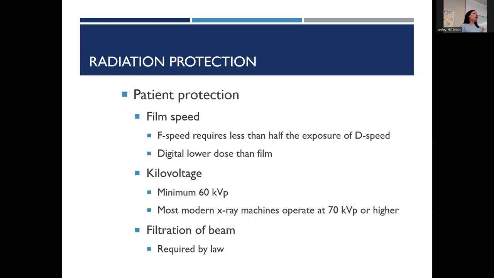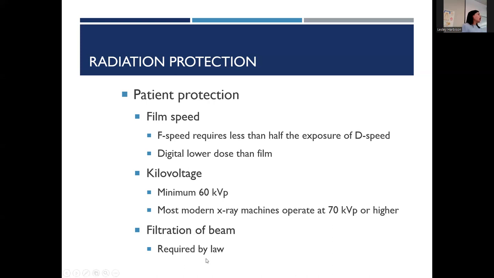Digital is lower than any traditional film. Digital does not go under the A, B, C, D, F speeds. Digital is digital. Those film speeds are only equivalent to traditional film. Digital is lower than any of those. Kilovoltage: all machines should be at a minimum of 60 kVp. Most modern x-ray machines operate closer to 65 to 70.